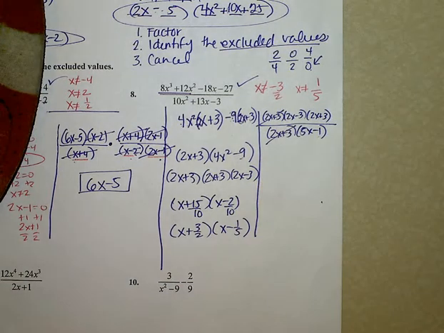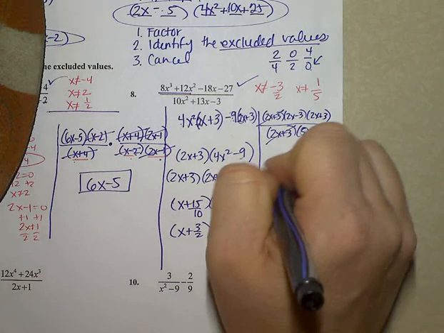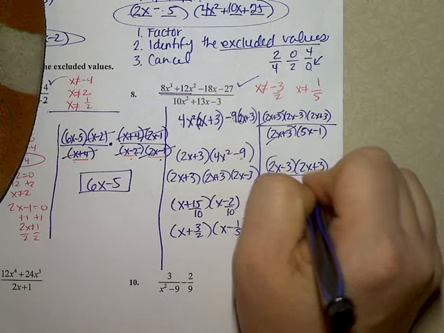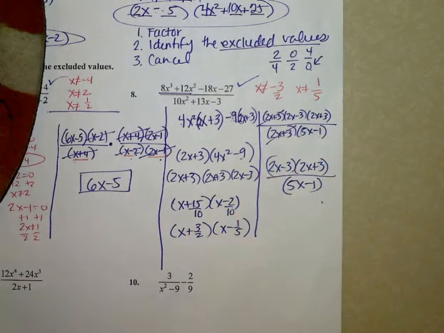Since there's no 5x plus 1 on the top, I'm done. 2x minus 3, 2x plus 3 over 5x minus 1. Don't FOIL it out. This problem is done.